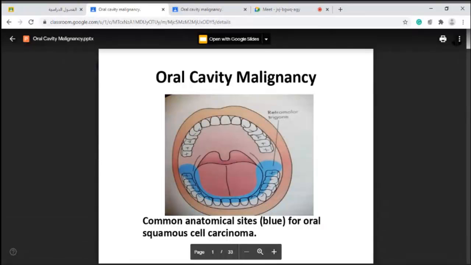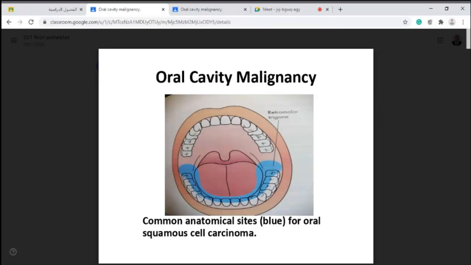Oral cavity malignancy is a very important subject. Although it is not so common, there are still a lot of cases of CA tongue and CA of the mouth. This is very important. The most common sites, which appear in the blue discoloration, for oral squamous cell carcinoma are the floor of the mouth, the retromolar area, and behind the tongue.